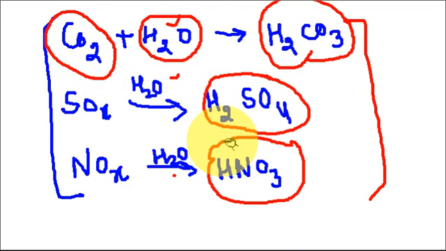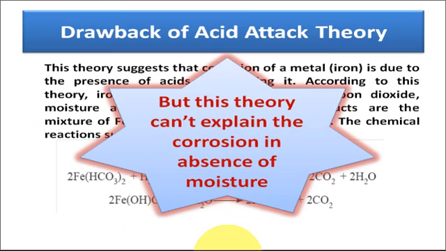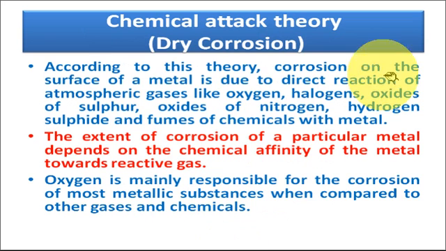So the main problem with this theory is that in absence of moisture it cannot explain corrosion, because if moisture is not there, then acid will not form, and according to the acid attack theory, corrosion takes place in presence of acids only. So this is the main drawback of this theory. To overcome this problem, the second explanation was given, that is the chemical attack theory, which explains corrosion in absence of moisture.